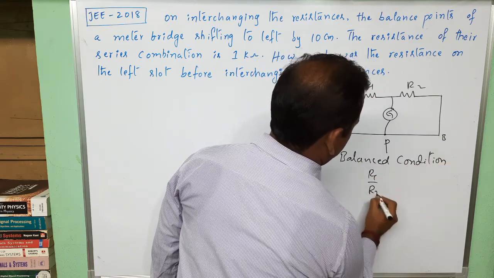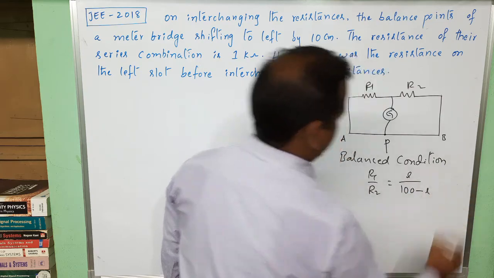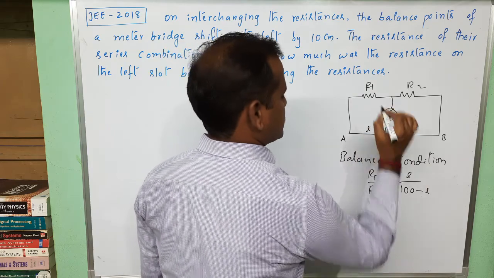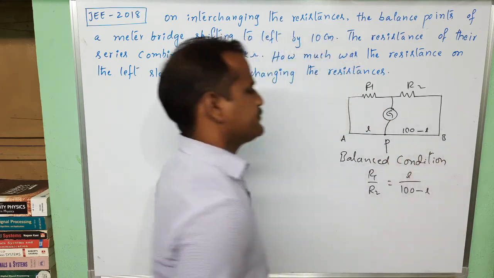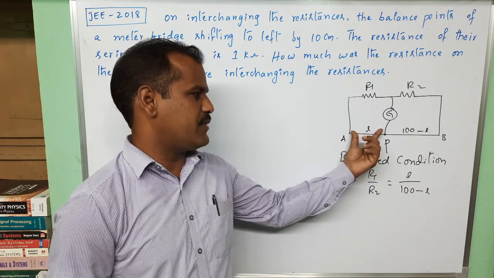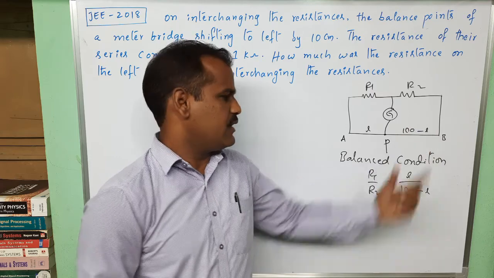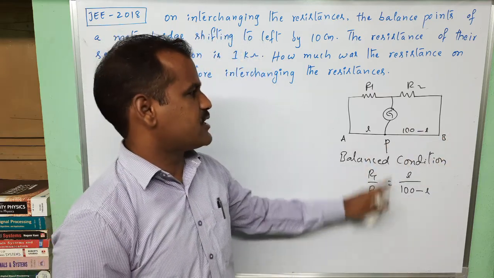R1 by R2 is equal to L divided by 100 minus L. If this is distance L, this should be 100 minus L. The length of the wire up to this balanced point P, A to P, is L, which means this should be 100 minus L, because the length of AB is 100 centimeters. So this is the balanced condition of a meter bridge.